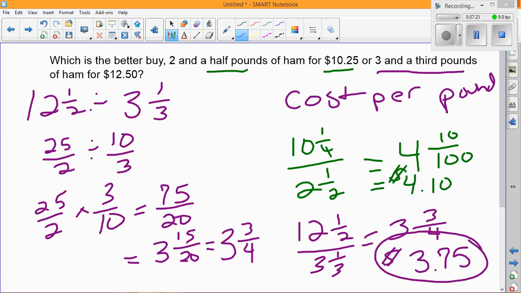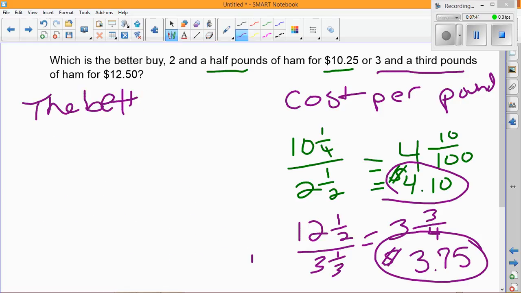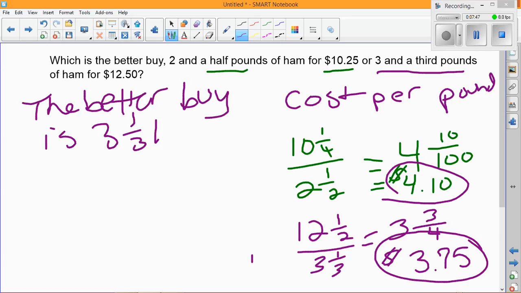So the unit rate, or the cost per pound, is $4.10 for the first one and $3.75 for the second. So the better buy is 3 1/3 pounds for $12.50.